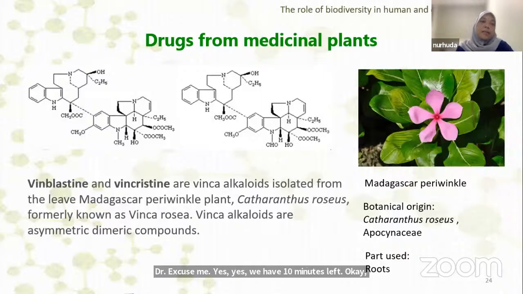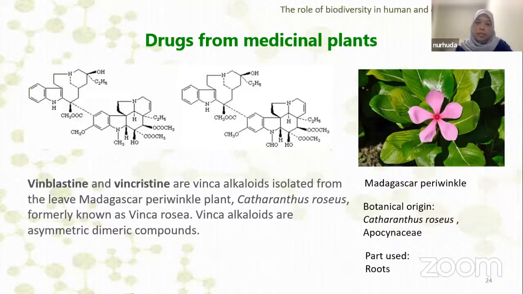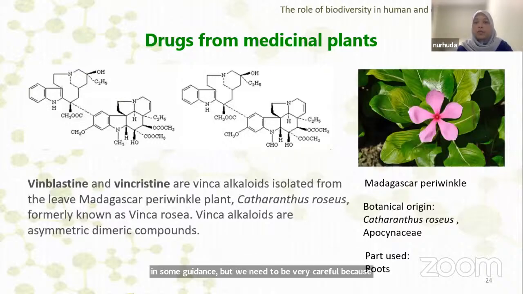Okay, so this vinblastine and vincristine is also some breakthrough, I would call it. It's a very big discovery in drug history when we found vinblastine and vincristine in the Madagascar periwinkle. This plant is now everywhere in the world. It was native to Madagascar, but now it is everywhere, and it's also used as an ornamental plant in some gardens, but we need to be very careful because this plant is very toxic.